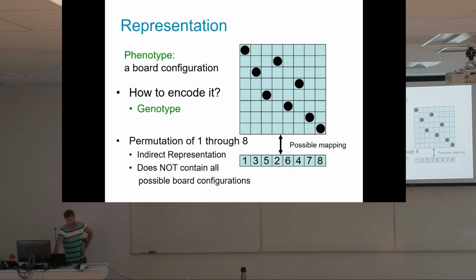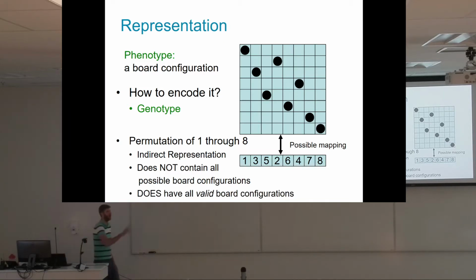Permutation 1 through 8, yeah. This is more indirect than the other, that's for sure. And it does not contain all possible board configurations. But it does have all valid configurations for 8 queens.